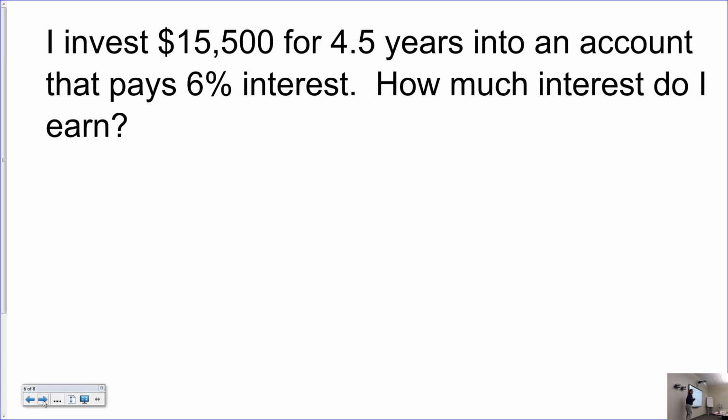This is me tricking you, by the way. Yes, then. Note what's missing in this problem, folks. What word is missing? Compounded. If it's not compounded, folks, what is it? Simple. Simple, right?